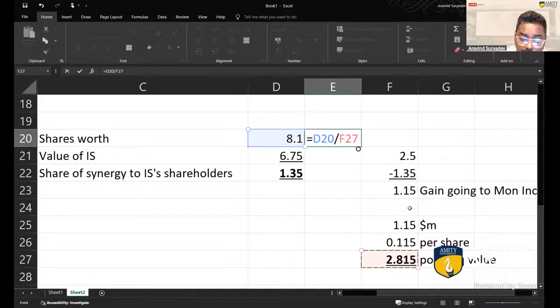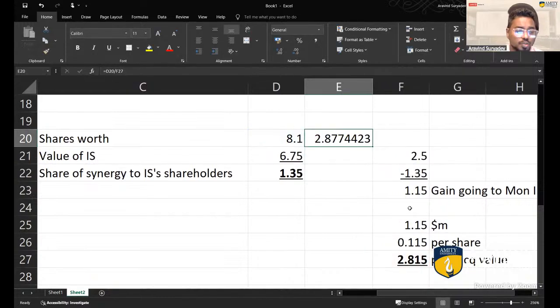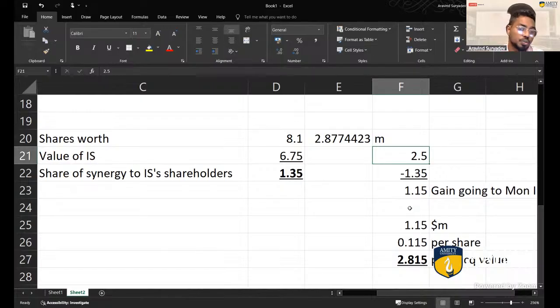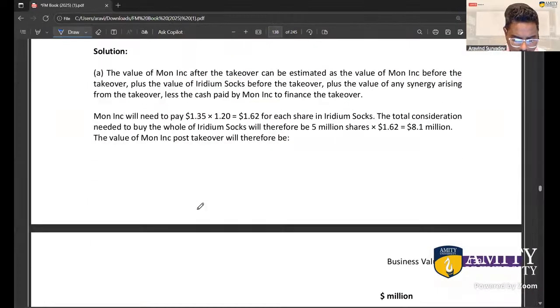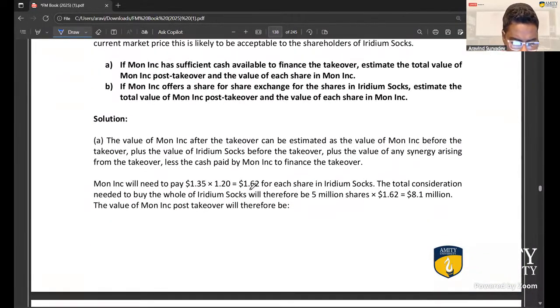This divided by 2.815 gives me 2.877 million shares that need to be issued to achieve the amount of 8.1 million. That's it. So that was that question. I hope that is clear to everybody. Let's go back to the question and check out the answer here. So what have they done? Yes, 1.2, 1.62. The total would be 8.1.